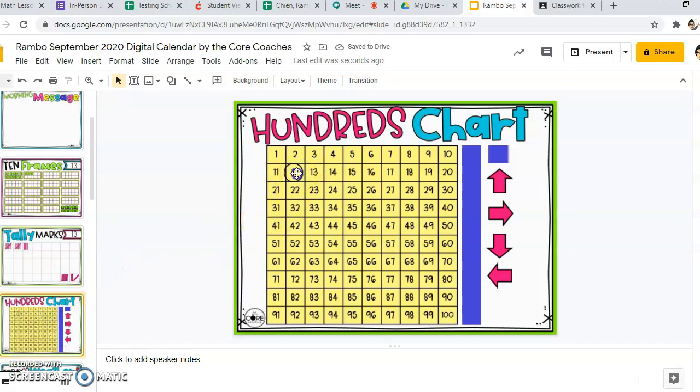Go to our 100 chart. Let's find the number 13. So our numbers are getting bigger. We're moving left to right, and then we're moving all the way down.